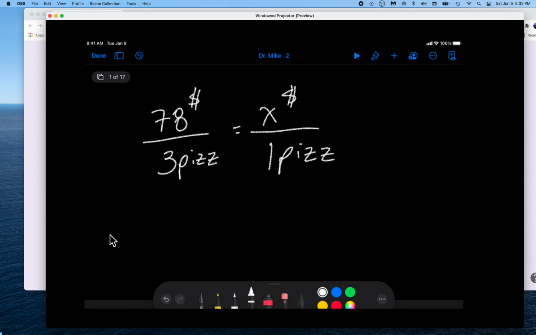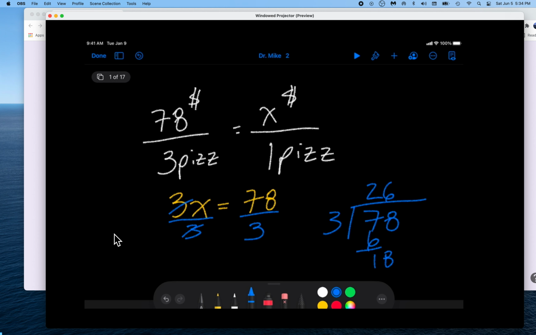How would you solve this? Personally, I would cross multiply. Next, I would divide by 3. 3 into 78. $26 is your answer. Next one.